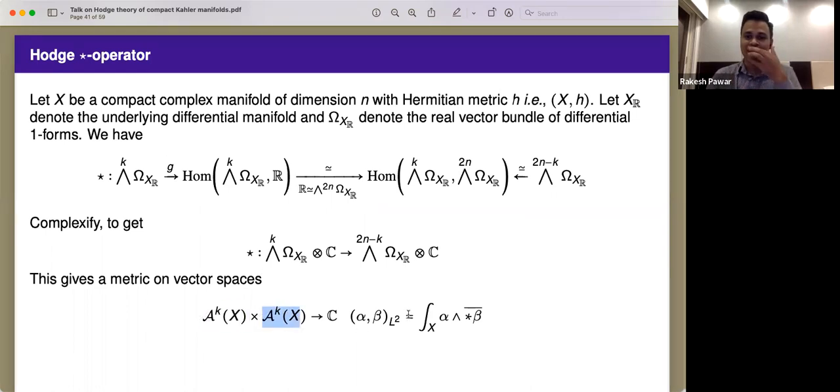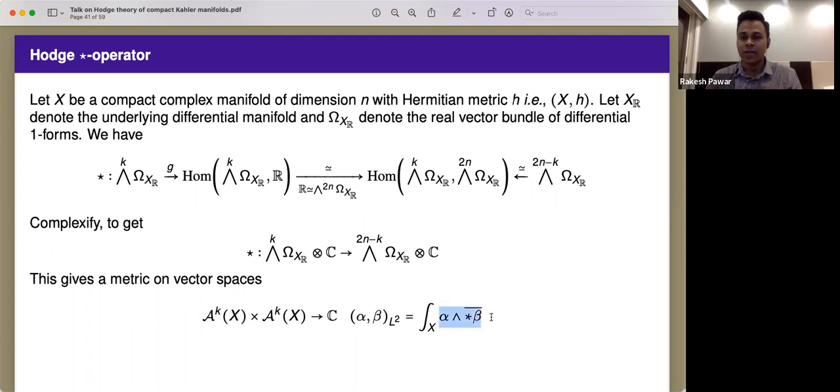So what is a metric? You take alpha, which is a differential k-form, and beta, which is also a differential k-form. You apply the Hodge operator and get a 2n minus k differential form. So alpha is a degree k differential form, and star beta is a degree 2n minus k differential form. Take the conjugation, take the wedge product, and take the corresponding element.